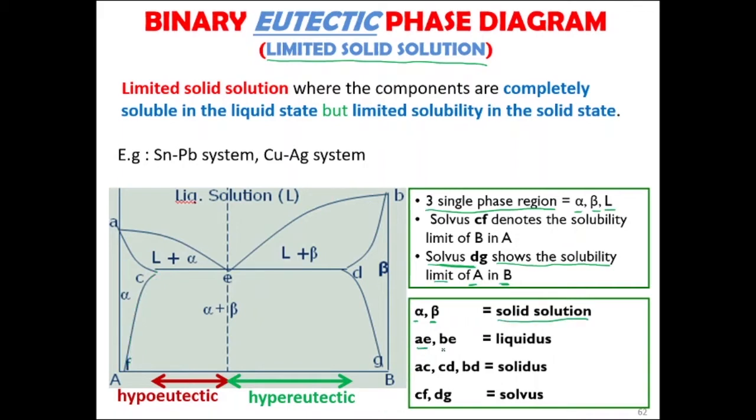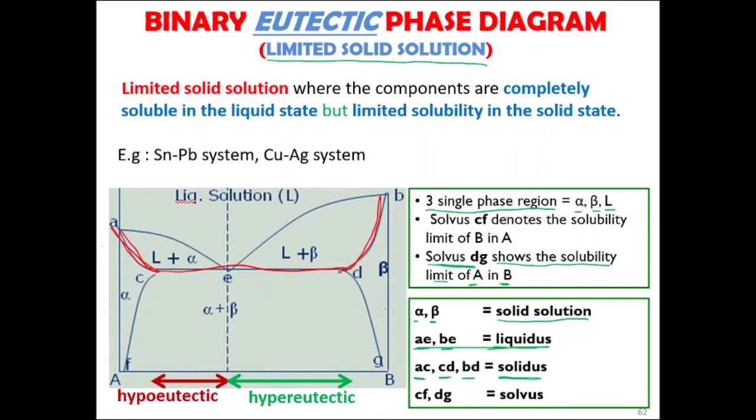Lines AE and BE are liquidus lines. This is line AE and this is line BE. This is the liquidus line. Above this line, all components are in liquid state only. Lines AC, CD, and BD are solidus lines. You can see line AC over here, line CD and line BD over here denoted as solidus lines.